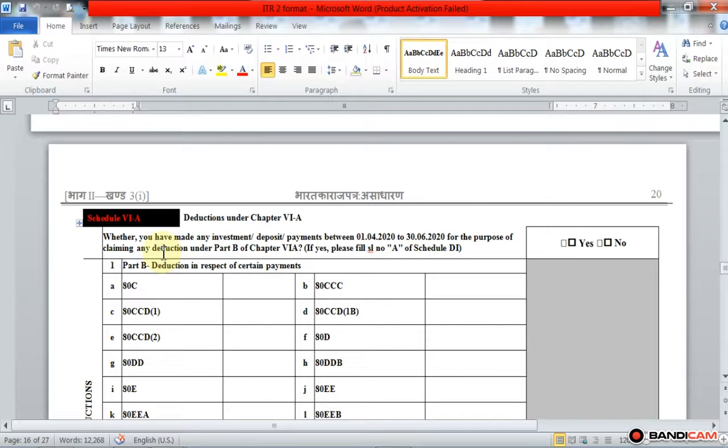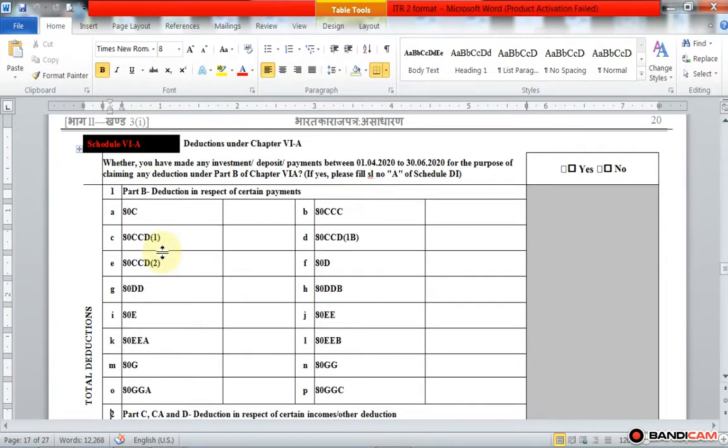We already discussed the deductions under sections 80C to 80U in our earlier lecture, that is chapter 2 paper 2, deduction under sections 80C to 80U applicable for individuals. So here again we revise the deductions applicable for individuals during the filing of income tax return 2. Here Part B, deduction in respect of certain payments, includes deduction under section 80C.